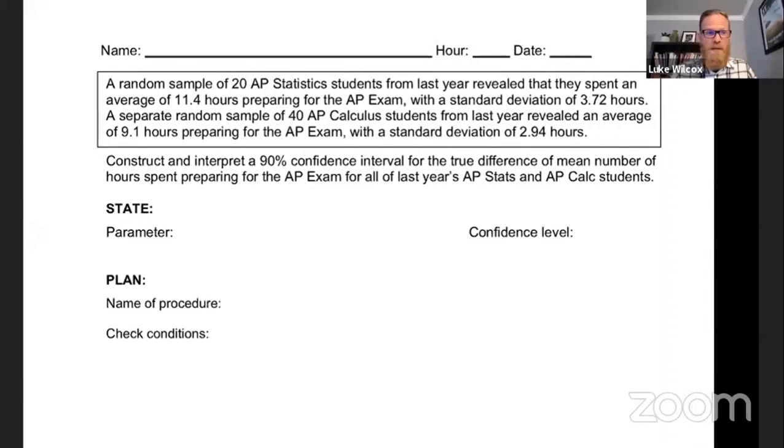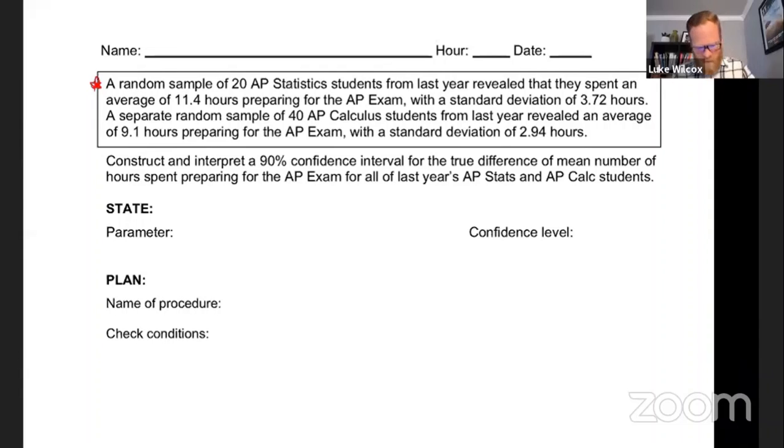All right, I think we are ready now to jump into our second type of confidence interval, which is now going to be a two-sample problem. So if you flip to the next page, let's take a look at what we have here. It says, a random sample of 20 AP Stats students from last year revealed they spent an average of 11.4 hours preparing for the exam with a standard deviation of 3.72. We already knew that from the first page, right? A separate random sample of 40 AP Calculus students from last year revealed an average of 9.1 with a standard deviation of 2.94. So very clearly, we have two separate independent random samples.